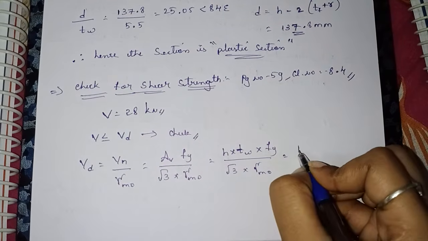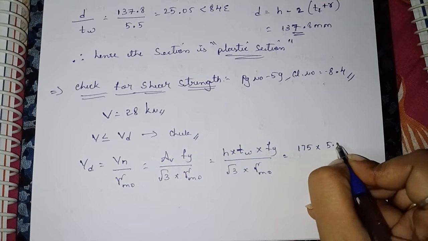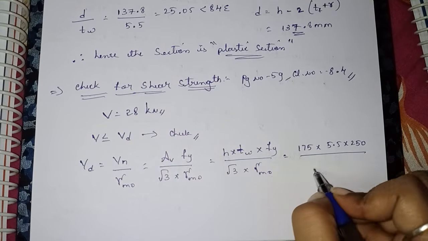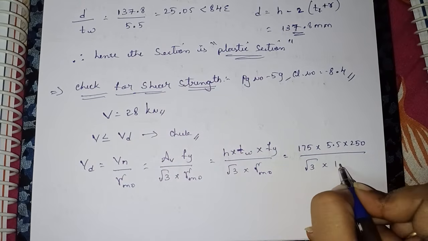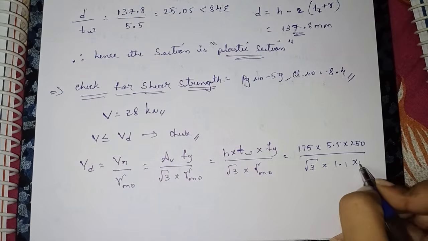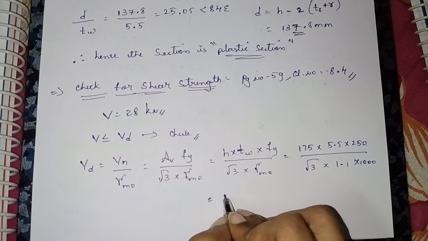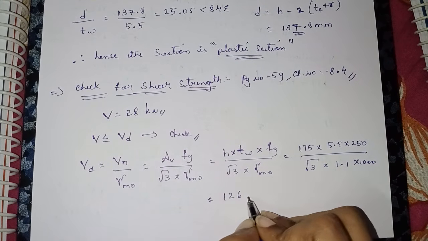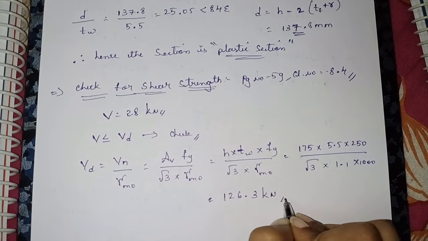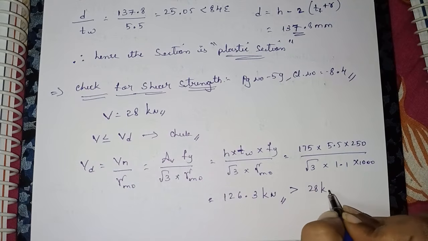So that you will get as 175 into 5.5 into 250. Fy is 250 divided by square root of 3 into gamma m naught, which is 1.1, and that will convert into kilonewtons directly by multiplying 1000 in the denominator. So you will get it as 126.3 kilonewtons. Okay, and this is greater than 28 kilonewtons.